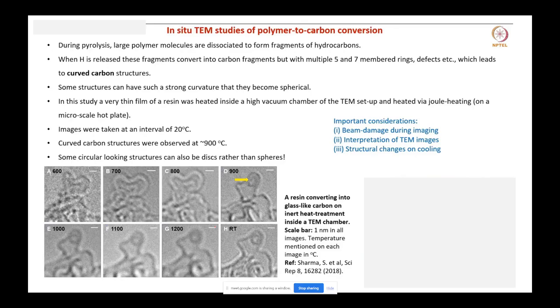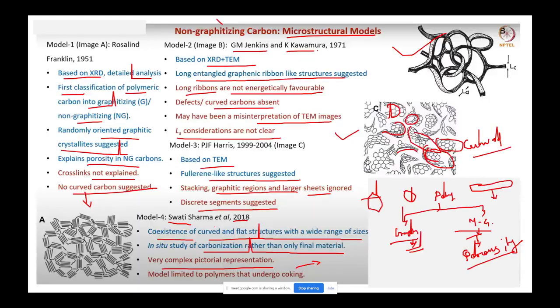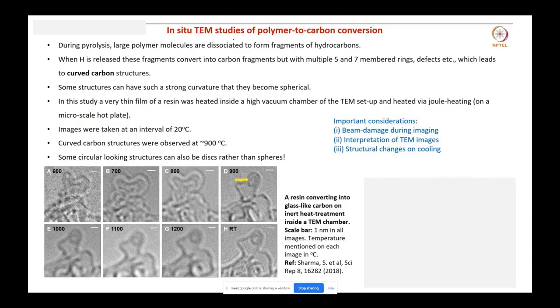I think this is, yeah, this is that. So we'll see this. So in situ TEM studies of polymer to carbon conversion. During pyrolysis, large polymer molecules are dissociated to form fragments of hydrocarbon. Okay. So I explained in the last class what pyrolysis is.